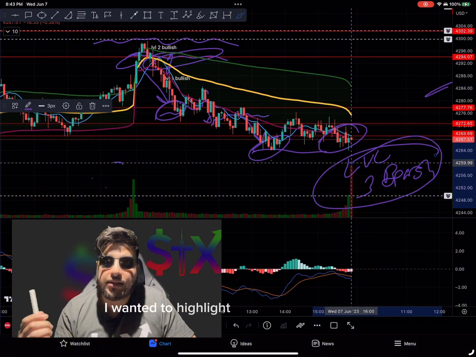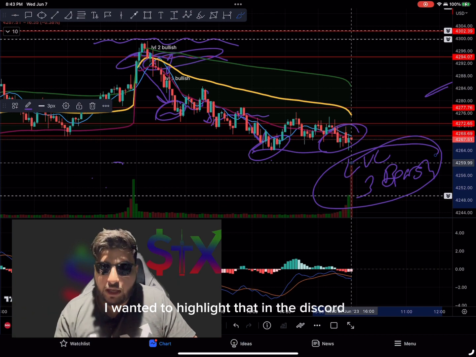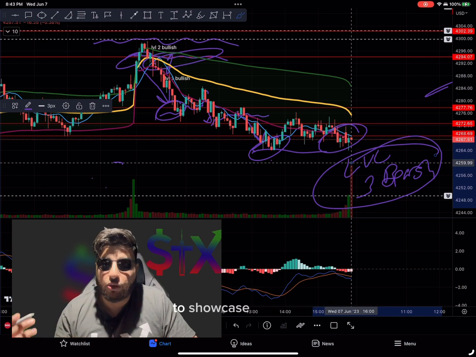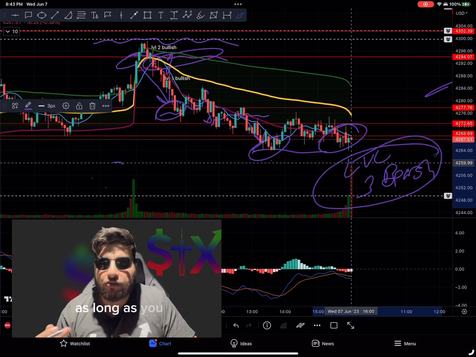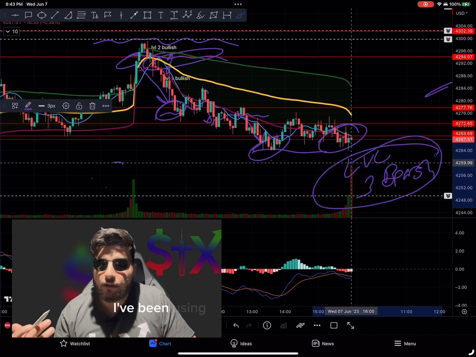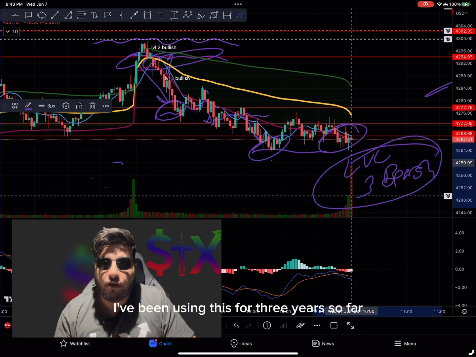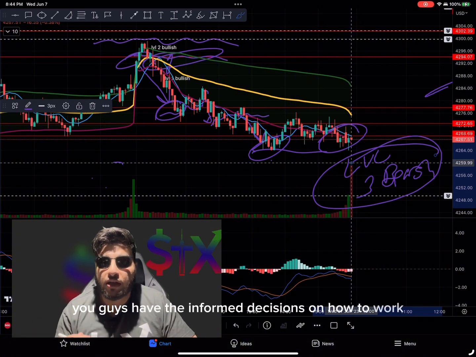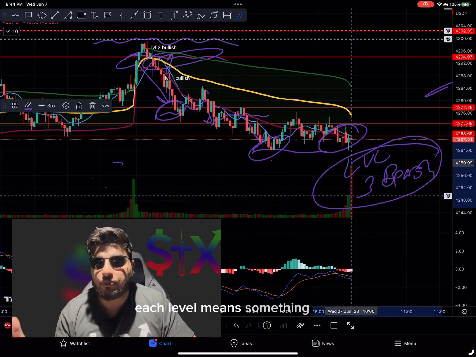So I wanted to highlight that in the Discord, and I'll continuously do that as proof and evidence. I've been doing it a lot on Twitter to showcase that, hey, you can accurately predict the market as long as you guys are prepared and have a concise trading model. I've been using this for 3 years so far, and it has been working to the T. I look forward to growing my community and sharing this so that you guys can make informed decisions on how to work. Like I said, guys, each level means something here.